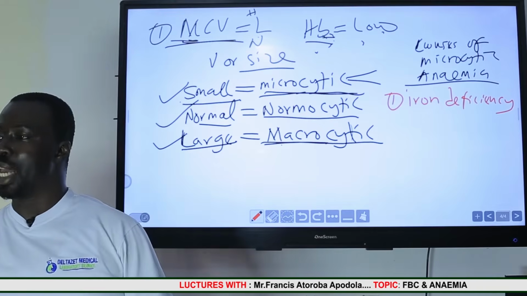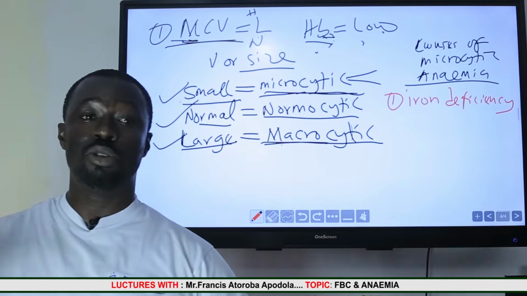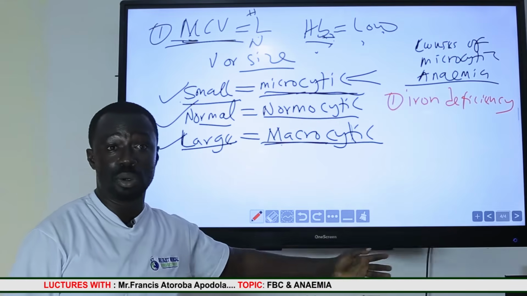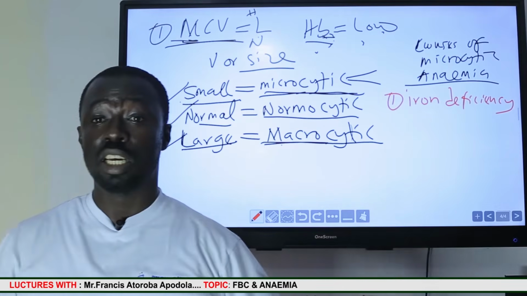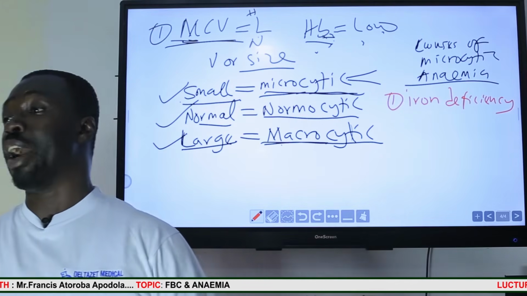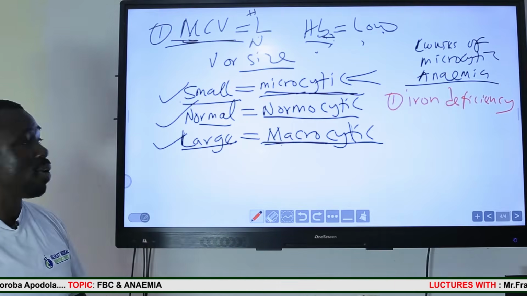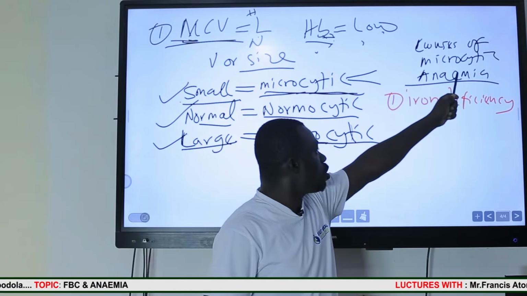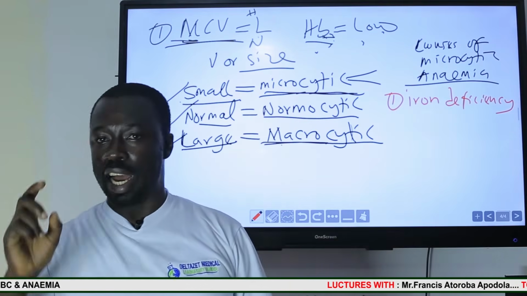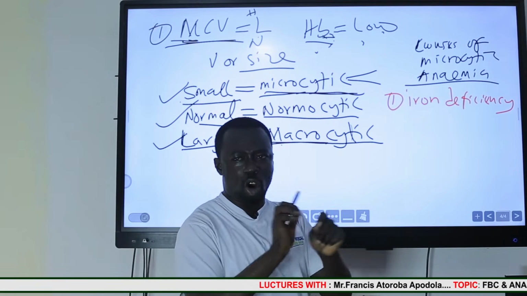Not all anemia is a result of what? Iron what? Deficiency. Yes, sometimes you hear on radio or TV someone say that once the HB is low, then you have iron deficiency, that anemia is when you don't have enough iron. That is not the case, because we have so many causes of what? Anemia. So the cause of microcytic anemia is iron deficiency what? Anemia. Are we together?